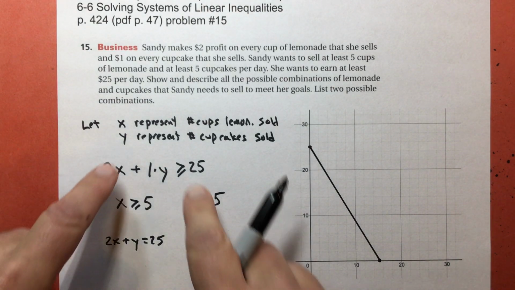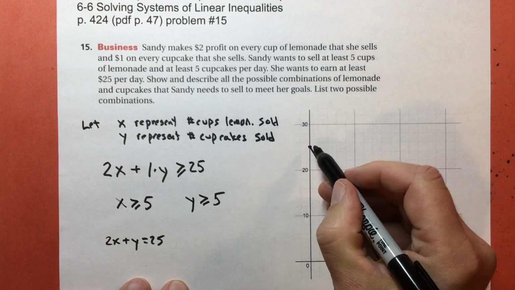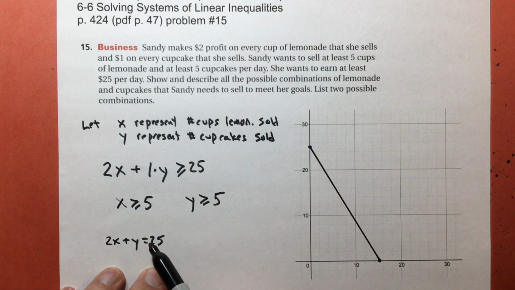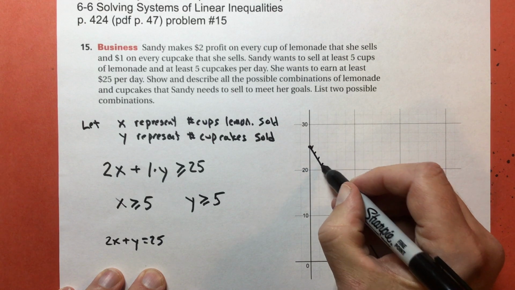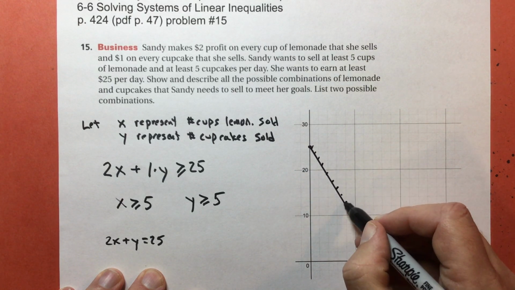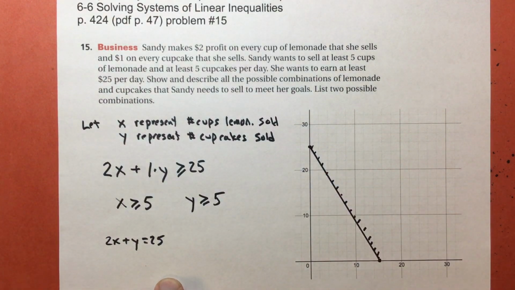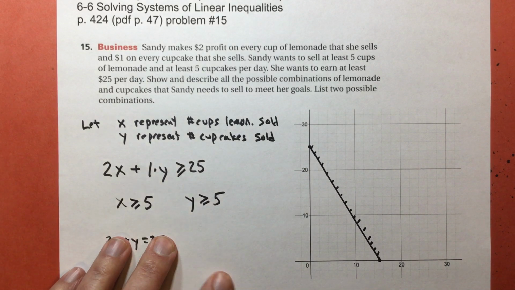I know that I have actually 3 boundary lines, so I'm going to have 3 areas here. So what I'm going to do is I know I want to be above this one, okay, because I want to make more than $25. So I'm going to just put little marks on this side without doing the whole thing. That's just going to tell me that I want to be above that line. When I get the other ones drawn, I know which side of that line to shade.